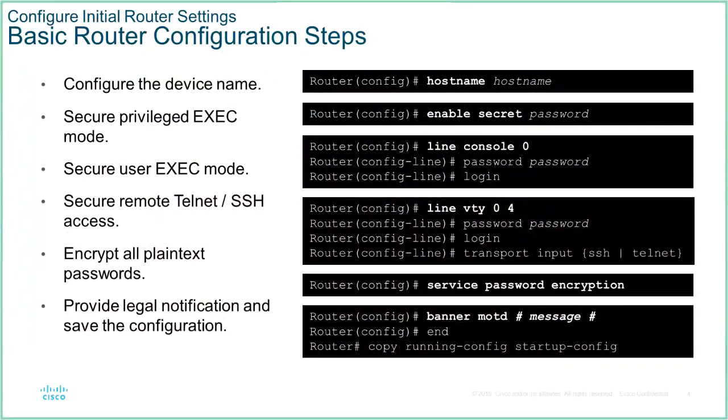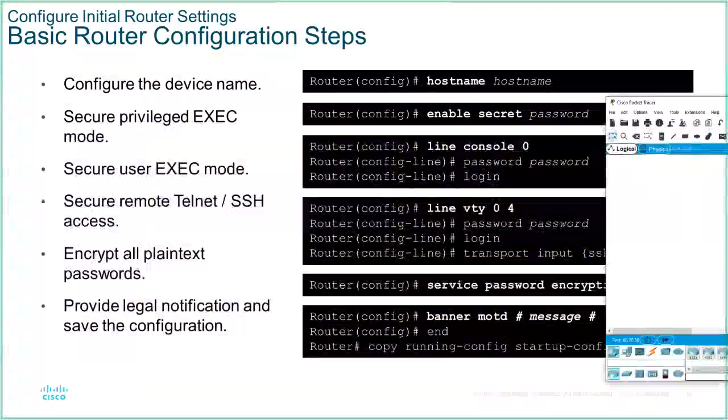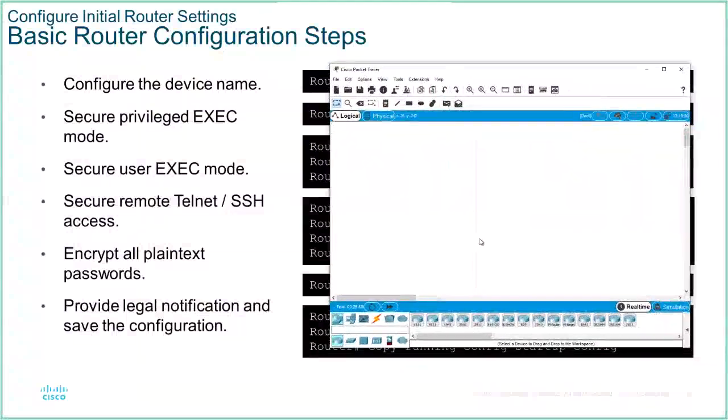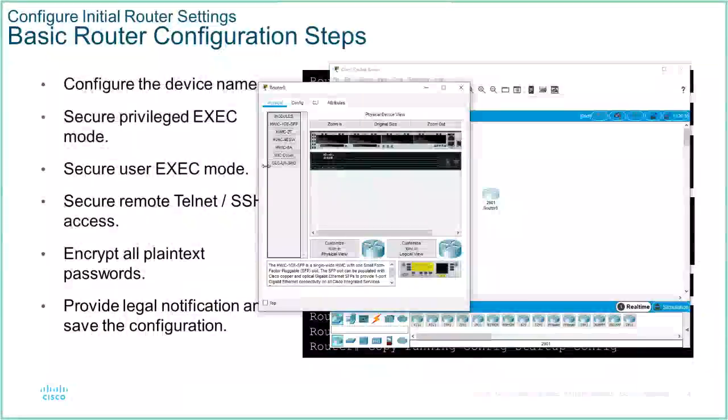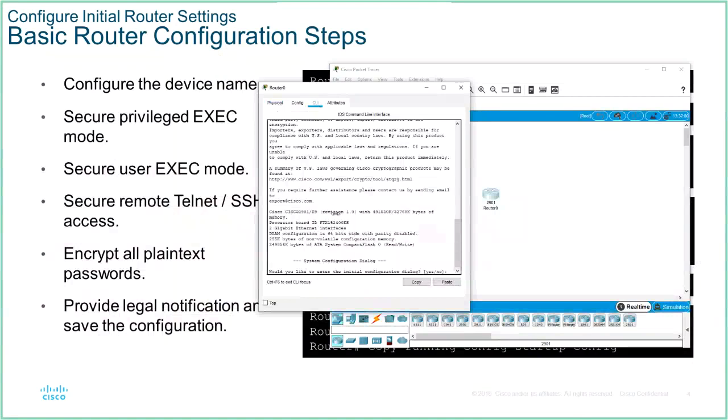So what does it look like when we actually do it on the device? I've just logged in to Packet Tracer, our default device, so we'll drag the router in and just double click on it and go to the command line.